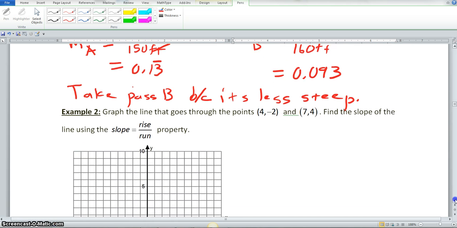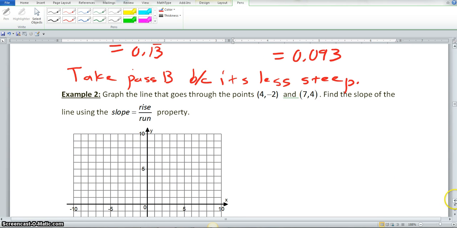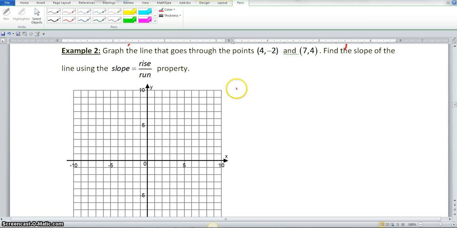Okay, now we scroll down here to example 2. It says graph the line that goes through the points (4, -2) and (7, 4). Find the slope of the line using the slope equals rise over run property. So this is what we would do. We will plot these points. We will go 4 and then -2. And then we will go 7, 4.